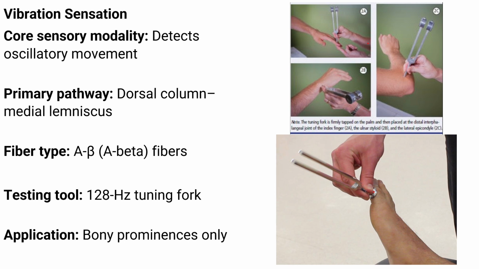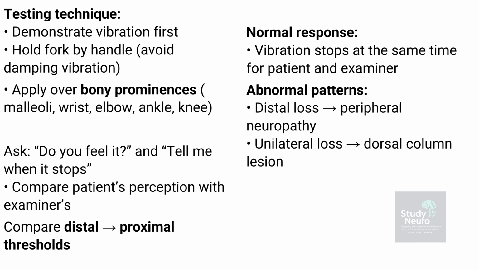Vibration sensation tests the function of the dorsal column medial lemniscus pathway. This modality is carried by large myelinated A-beta fibers, making it sensitive to early large fiber dysfunction. A 128 Hz tuning fork is used, applied only to bony prominences such as the wrist, elbow, ankle, or knee. The fork should be held by the handle to avoid damping, and a demonstration on a control area helps orient the patient. The vibrating fork is placed on the bony prominence, and the patient is asked to indicate when the vibration is felt and when it stops.